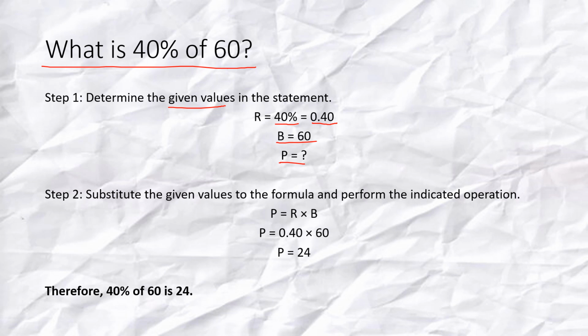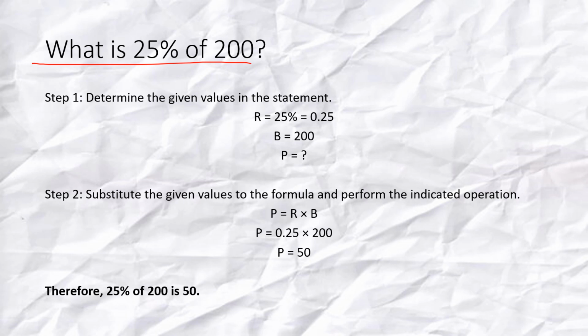For step 2, you have to substitute the given values to the formula and perform the indicated operation. The formula is P equals R times B, where R is 0.40 and B is 60. Multiply them together, we will get 24 as our percentage. Therefore, 40% of 60 is 24.